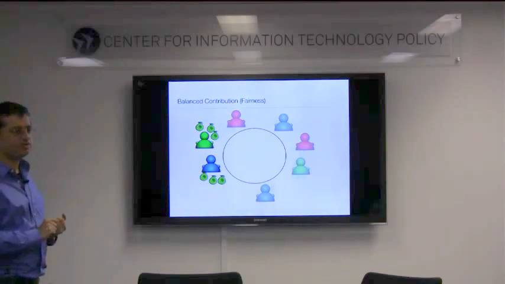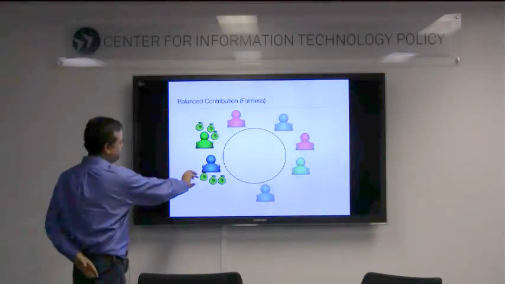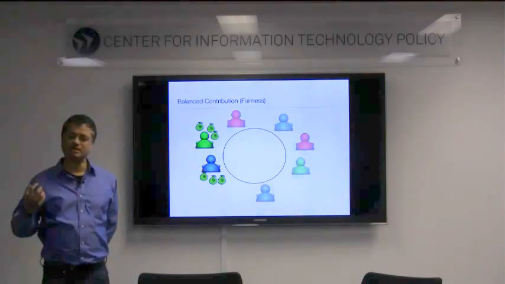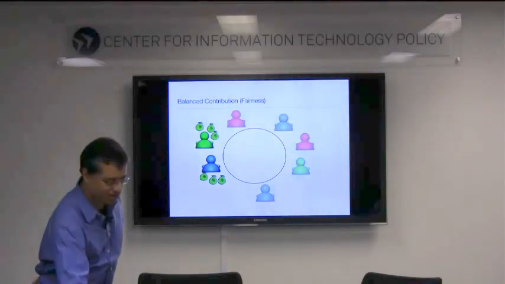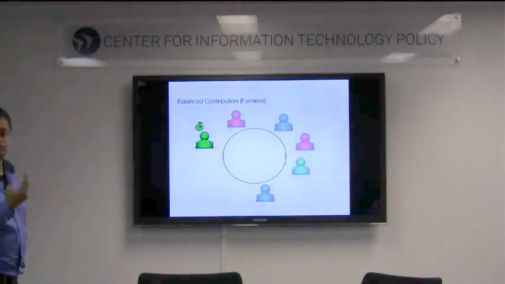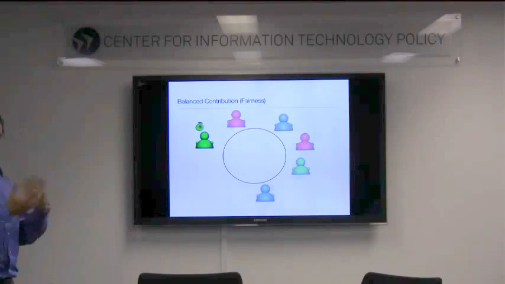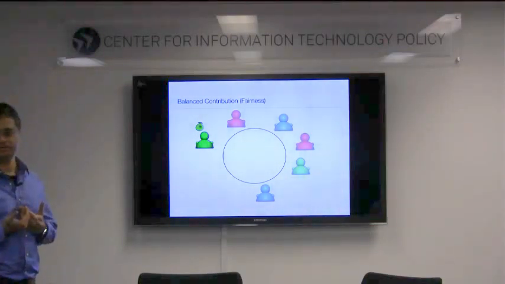What the balanced contribution axiom says is that the amount of increase for blue when green joined should be the same as the amount of decrease for green when blue leaves. So when green joined, blue got 2 more. When blue leaves, green should get 2 less. That is the idea of balanced contribution. What I do for you, you do for me.